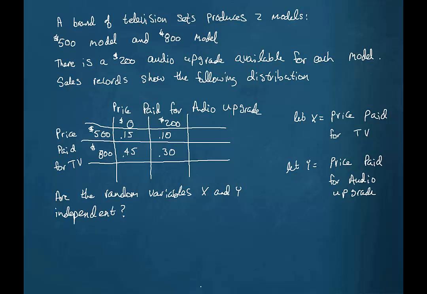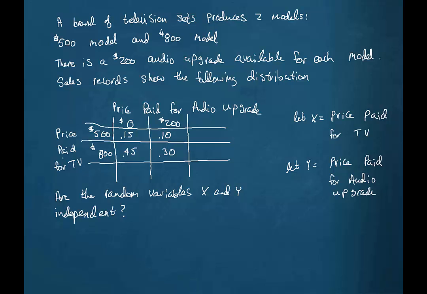A brand of television sets produces two models, a $500 model and an $800 model. There is a $200 audio upgrade available for each model. Sales records show the following distribution.